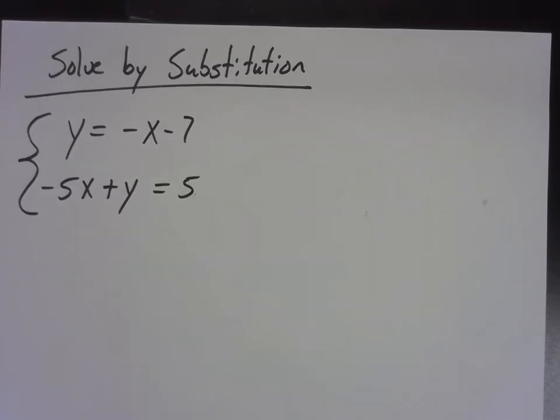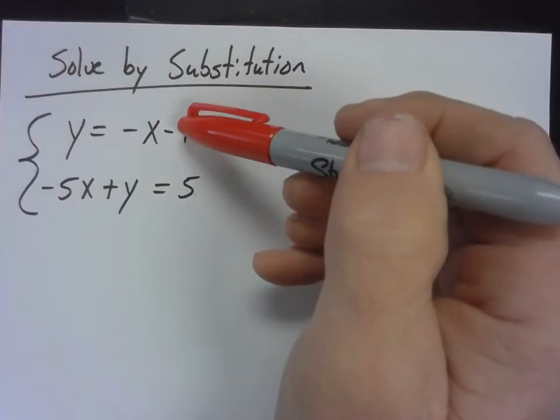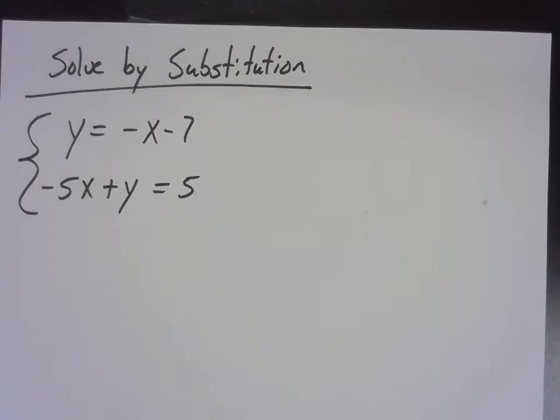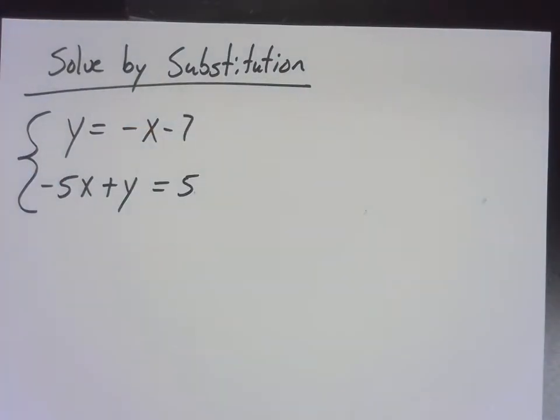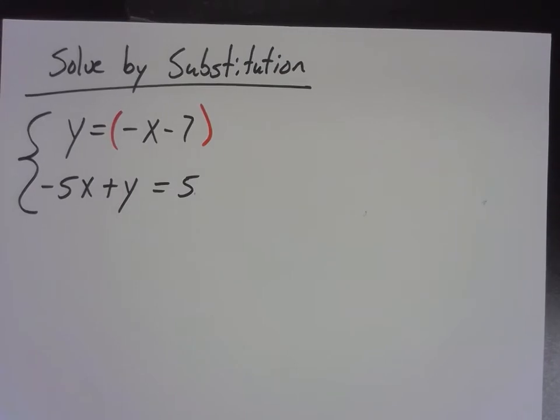So when we use this, what we hope is that one of the two equations, doesn't matter which one of them, says x equals something or y equals something. One of the two equations is either solved for x or y. Okay? So see this top equation? See how it's solved for y? Yeah. So that's cool because I know what y is. What is y? It's negative x minus 7.